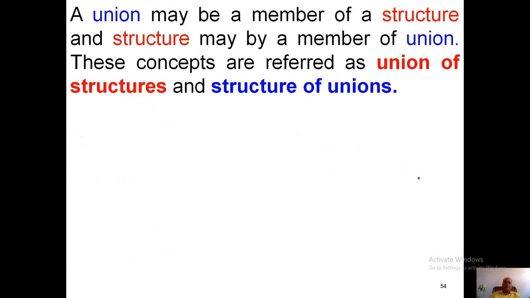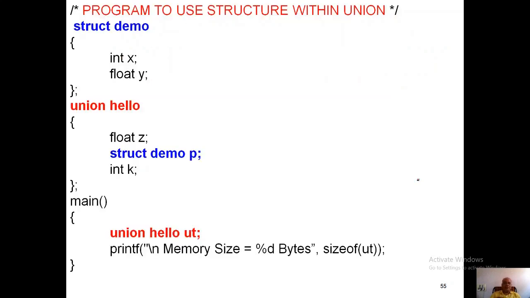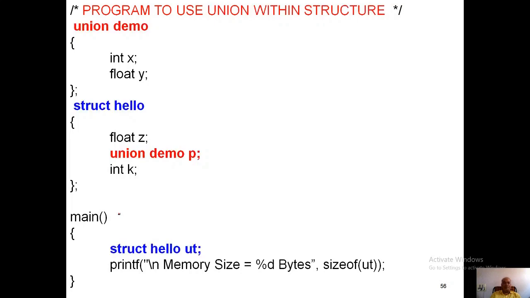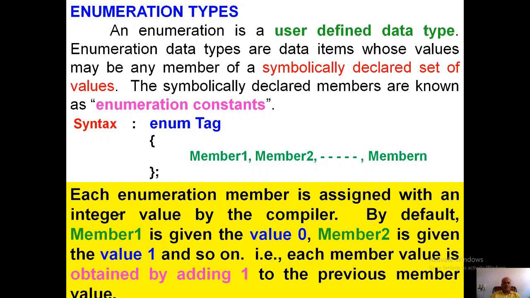A union may be a member of a structure and a structure may be a member of a union. These concepts are referred to as union of structures or structure of unions. So you can place a union within a structure or within a union. The only difference is the memory reference specification. So next one is enumeration types.